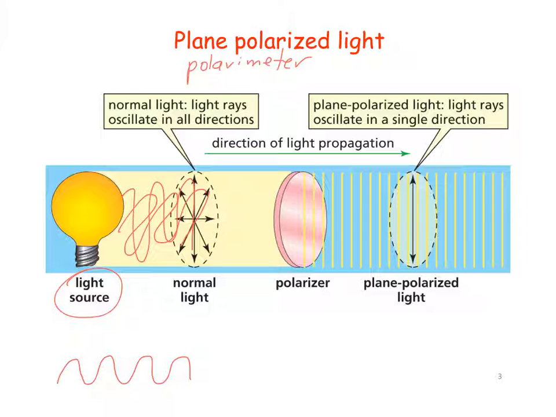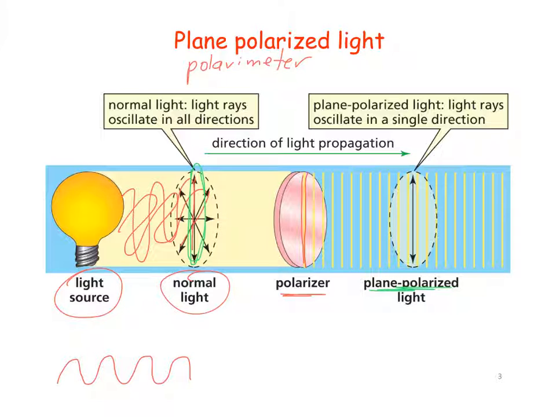Okay, so we run this normal light through what's called a polarizer. And a polarizer you can think of as just having a slit down like this. And so only the light that has its plane that's lined up with the slit will pass through. And so we get only a single plane of light.